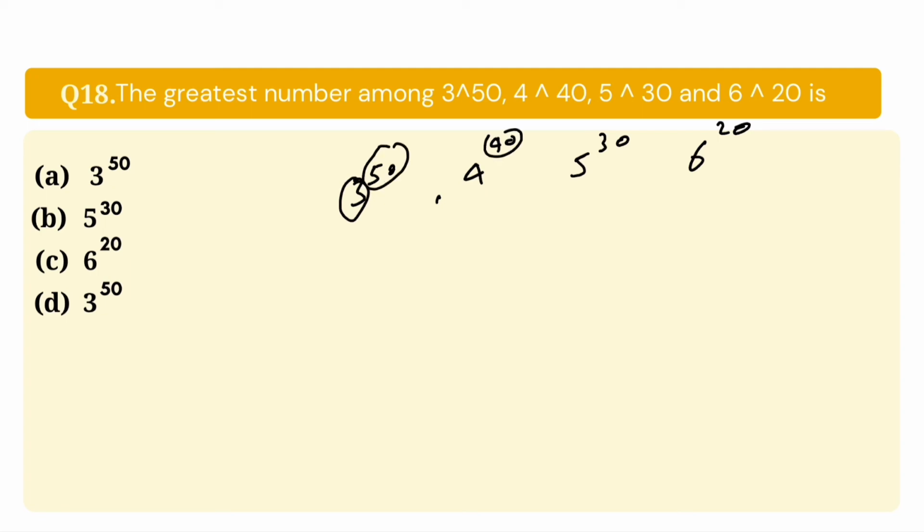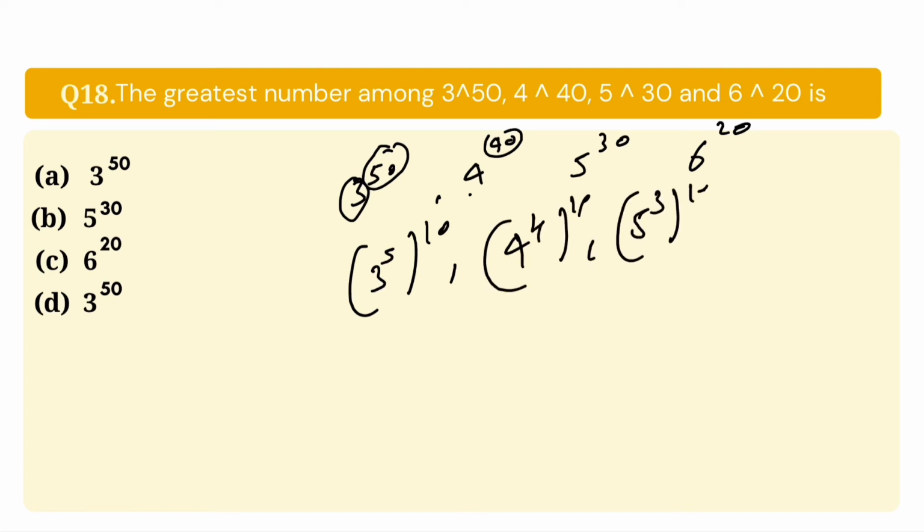So we clearly know that we cannot make this base part the same, because 3, 4, 5, 6 we cannot make it. So the only thing we can adjust is the powers. So let me adjust these powers. It becomes 3 power 5 whole power 10 here, 4 power 4 whole power 10 here, 5 power 3 whole power 10 here, 6 power 2 whole power 10 here. So now all powers are the same. Now we can compare easily.